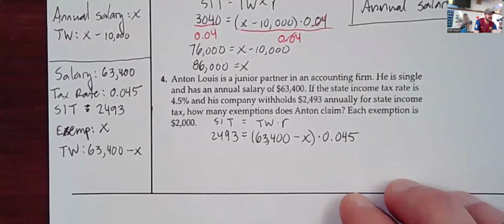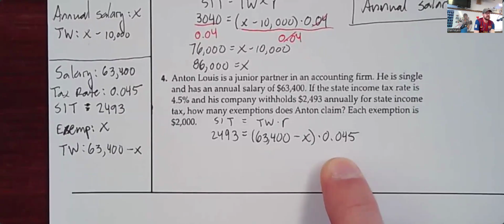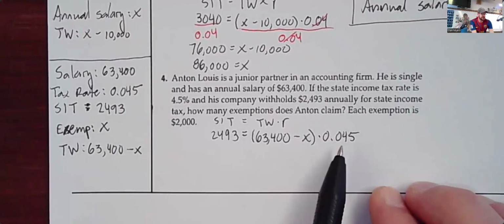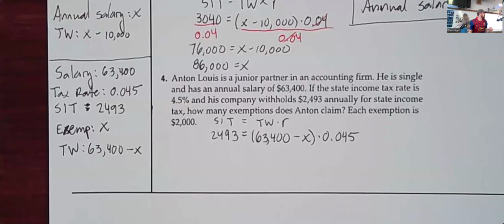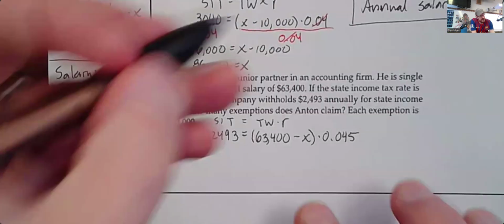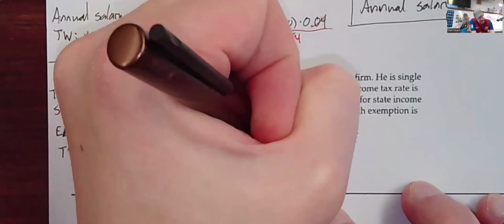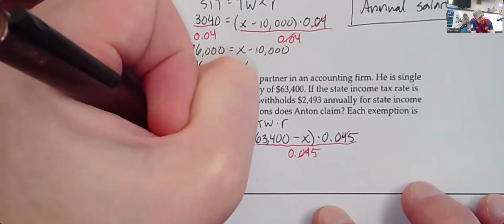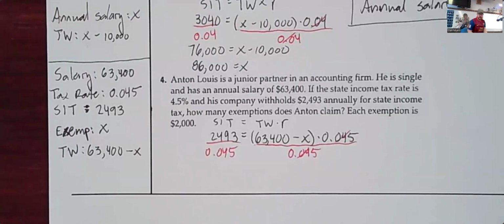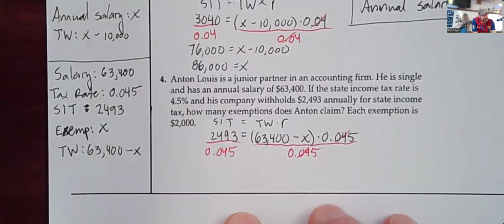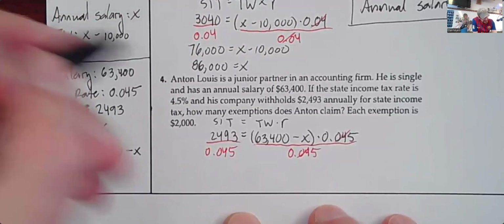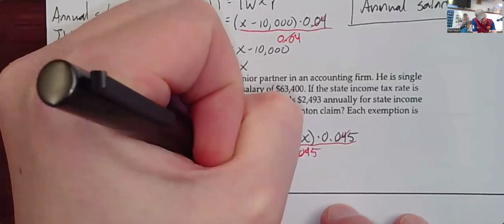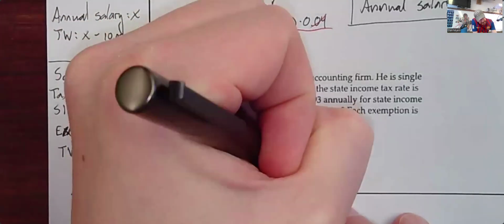0.045. Now you were going to say divide 2493 by 0.045, right? That is correct. We should start by doing that. Or if you want to, you can distribute the 0.045. I prefer just getting rid of the multiplication as opposed to distributing it. So divide both sides by 0.045. Cancels out there. Okay, so there's that. 2493 divided by 0.045 is what? Yeah, 55,400. All right. Equals 63,400 minus X.